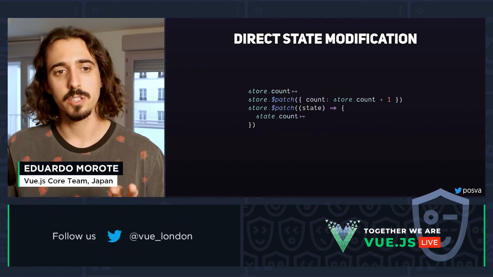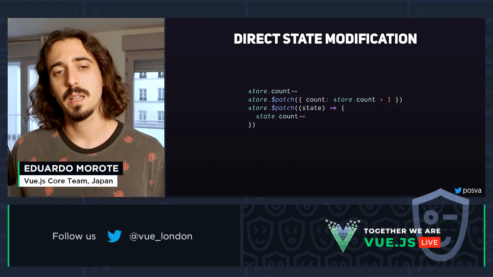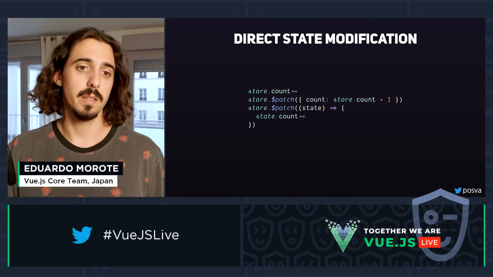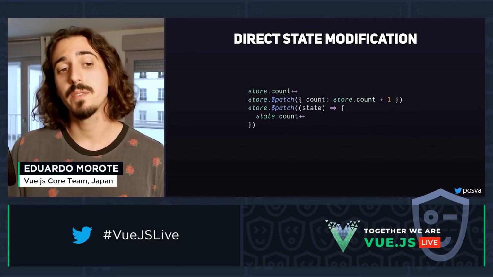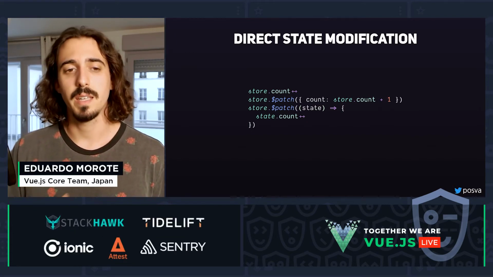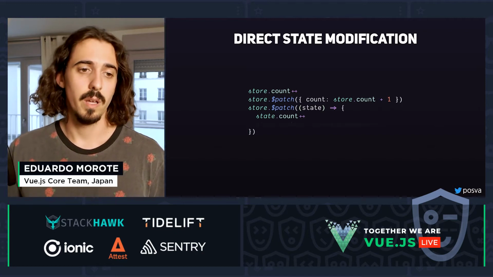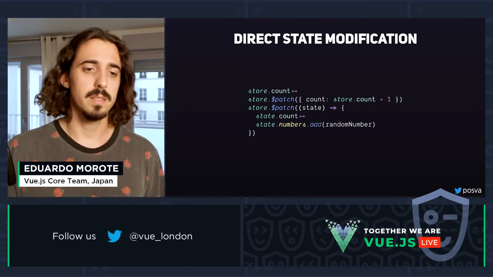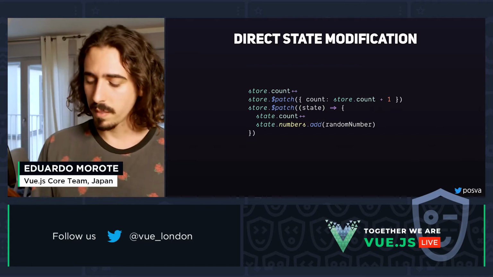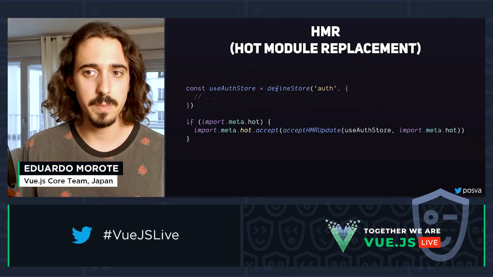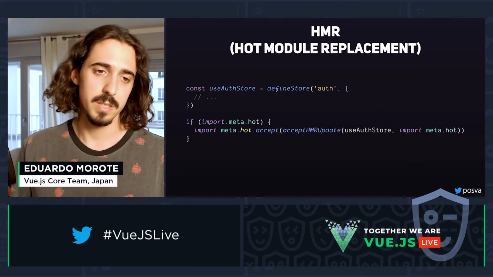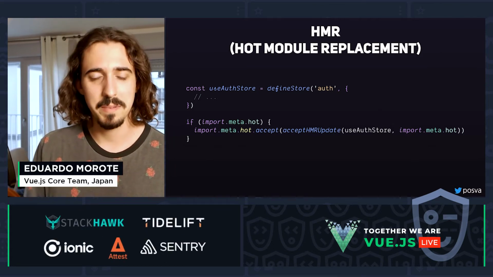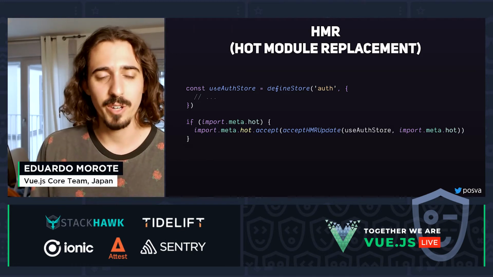We can also use a function patch that allows us to pass a partial object, a patch object that we apply to the store. And we can also pass a function so we can modify the state directly. This is useful when we are interacting with collections like sets, maps, or arrays. Then we have the one-liner hot module replacement, as I was saying before, which is pretty much just a line you copy every time on the stores, and you forget about it.